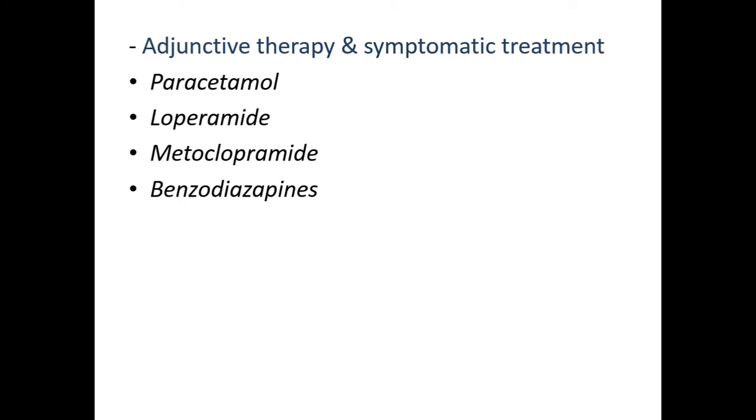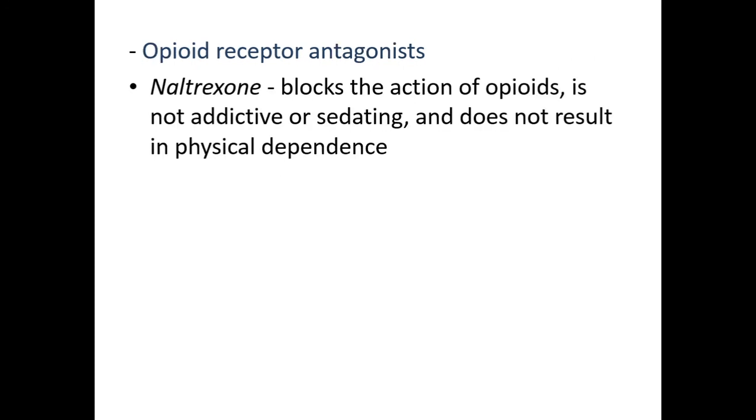For adjunctive therapy and symptomatic treatment, headache can develop, and paracetamol can be used. Sometimes they will develop diarrhea or constipation. For diarrhea, we give loperamide to stop diarrhea, and metoclopramide can be given if they have vomiting, and benzodiazepines to diminish aggressive feelings. Then naltrexone blocks the action of opioids and is non-addictive or sedating. Even in morphine overdose, we use naloxone or naltrexone to block the action of opioids. This is called an opioid receptor antagonist.